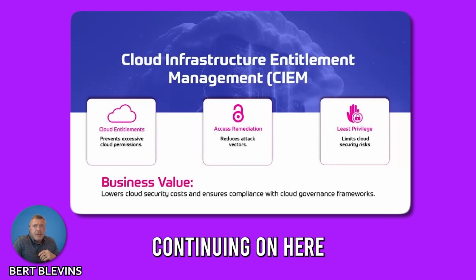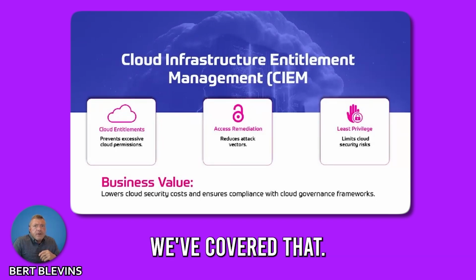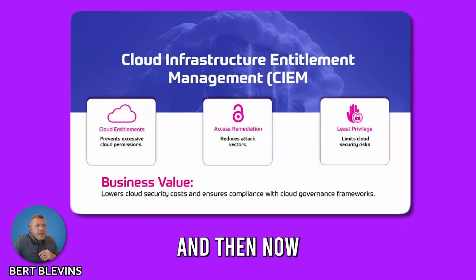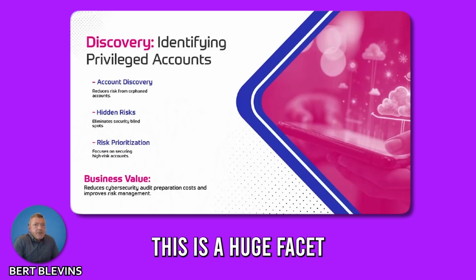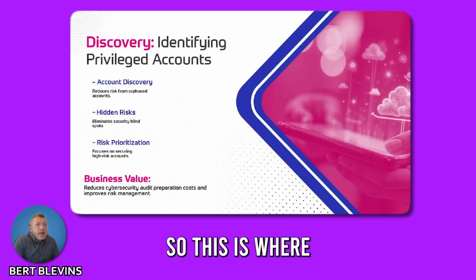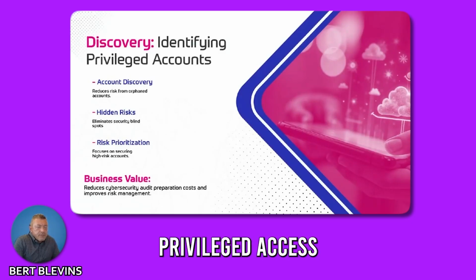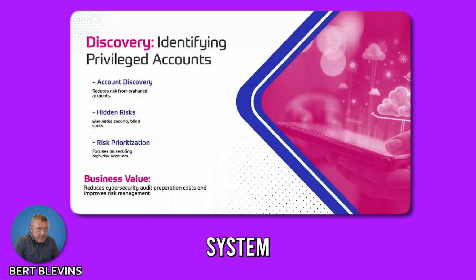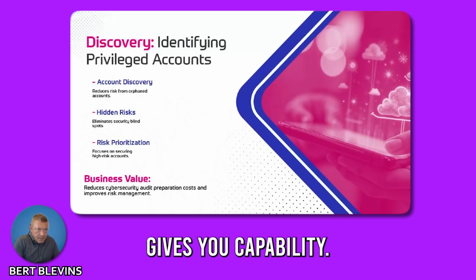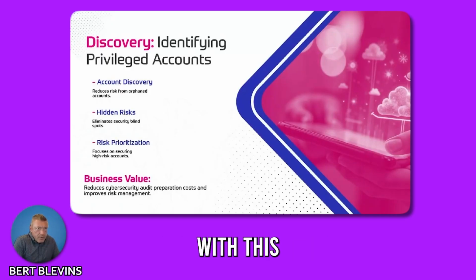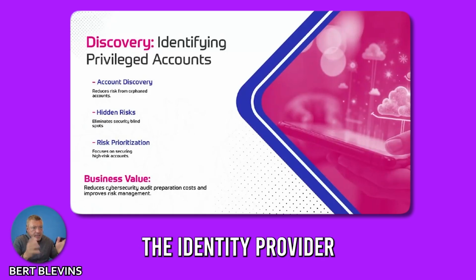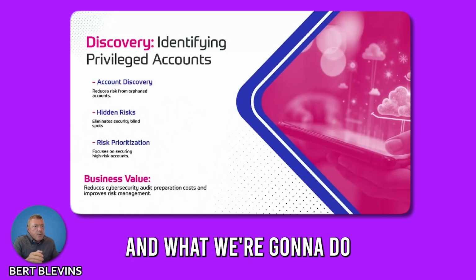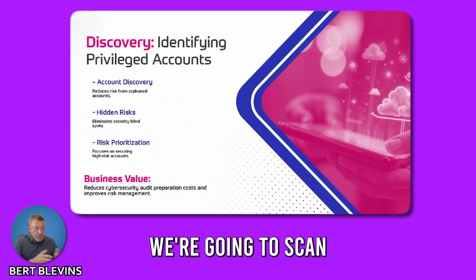All right. Continuing on here. Okay, we've covered that. And now discovery, huge. This is a huge facet right here. This is where an enterprise privileged access management system gives you capability. What we're going to do with this capability is hook it to the IDP, the identity provider system, and we're going to scan that system.